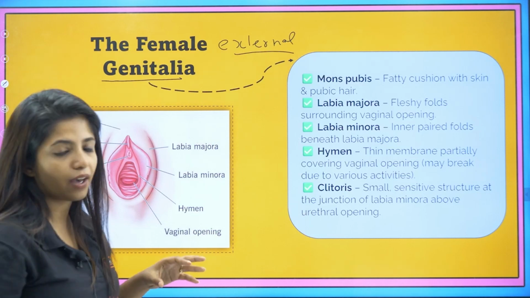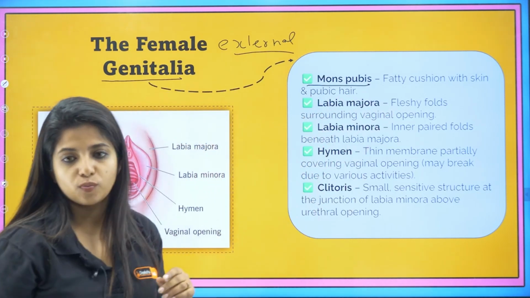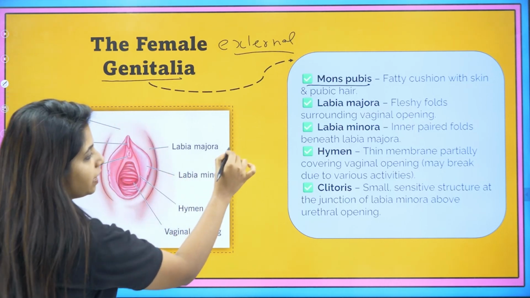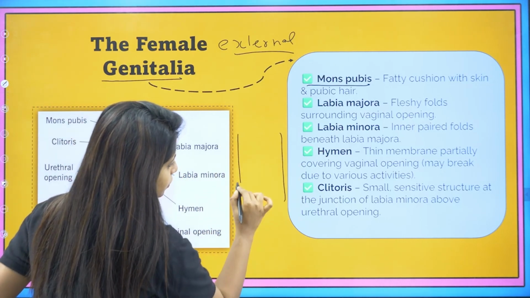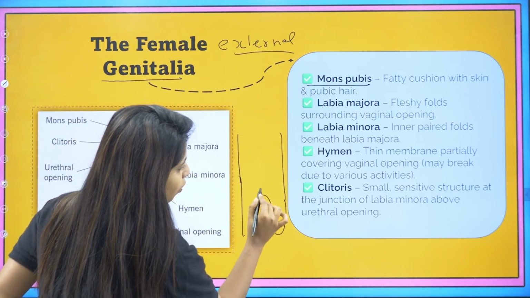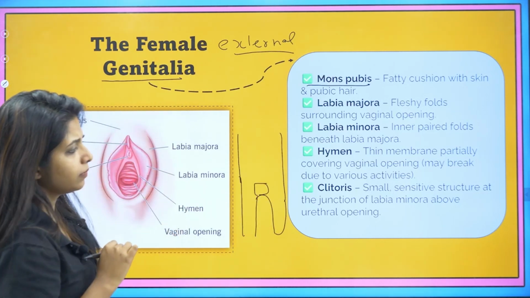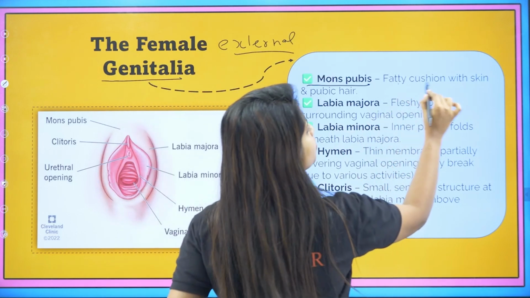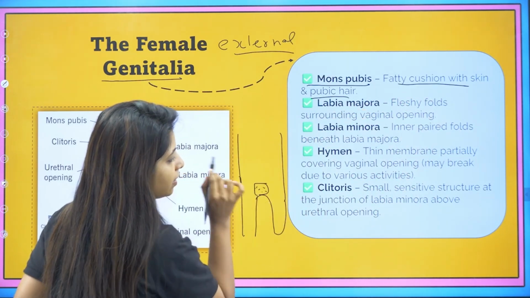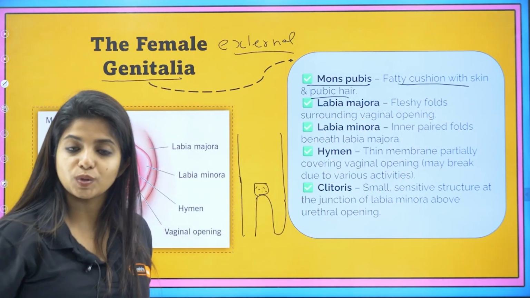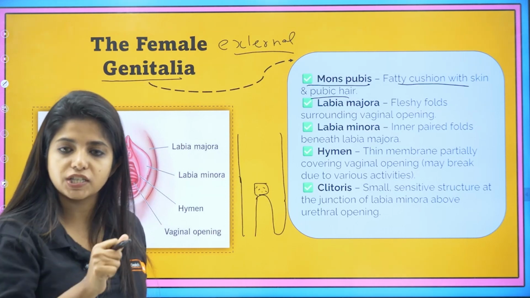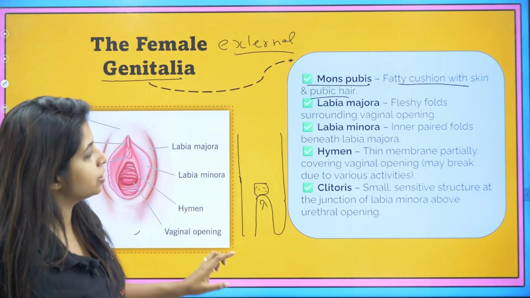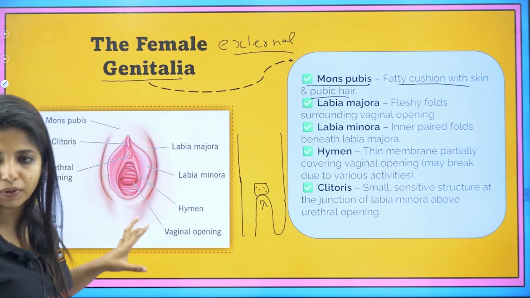So the first thing that we have is the mons pubis. What is mons pubis? In the female, at the upper part of the pelvic region, my dear children, suppose this is the body. Over here in this particular region, they have a fatty cushiony thing with skin and pubic hair. This is known as the mons pubis. Mons pubis is also a part of the external genital organ. Now within it, in the depth like this, in this particular region, you would have all of these other structures.